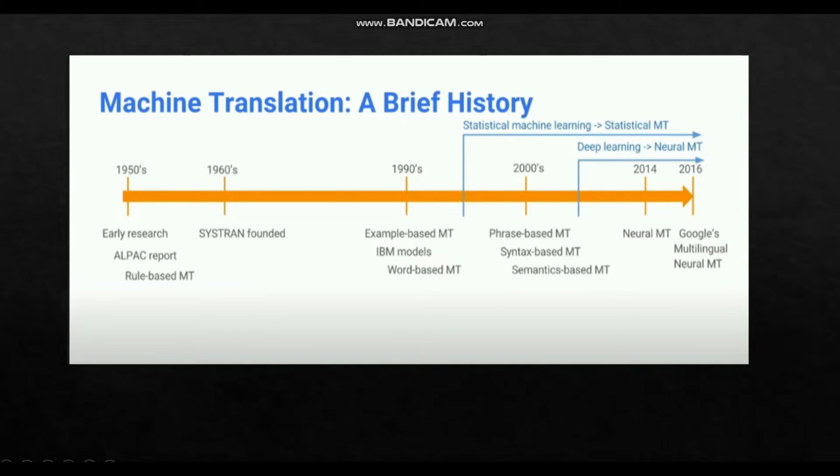Machine translation, a brief history. It started in the 1950s, then in the 1960s Systran was founded, which is the first machine translation company. In the 1990s, people were doing IBM's word-based models, and then people started to do statistical machine translation. In the 2000s, phrase-based machine translation became very popular and was state of the art for over a decade. Then we started to see the rise of deep learning, and in 2014 the famous NMT paper came out. Then in 2016, Google's multilingual NMT came out, which is state of the art till now.